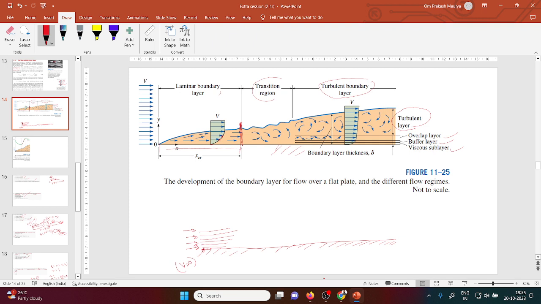After some time, what will happen? The effect of the wall in the y direction, that is this is the y direction, will be negligible. So after that, there is no effect on the fluid flow, right? So this is the concept.